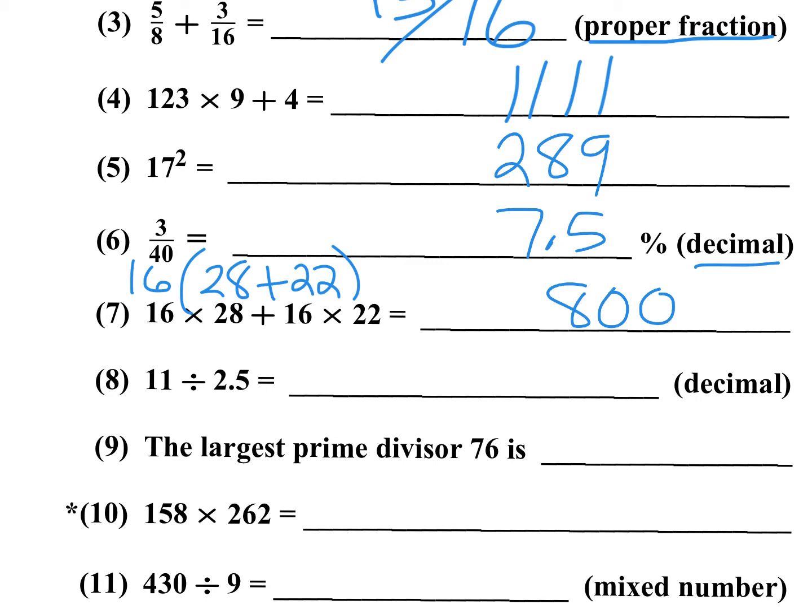Number 11. If I divide by 2.5, if I divide by 25, if I divide by 0.25 or anything like that, I think of 1/4. When you divide by 1/4, you multiply by 4. So what I'm going to do is multiply this by 4 and this by 4. And I have 44 over 10, which is 4.4. So anytime you're dividing by 2.5, just multiply by 4. That gives you 10 in the denominator. Multiply by 4 in the numerator. 11 times 4 is 44. 44 over 10 is 4.4.